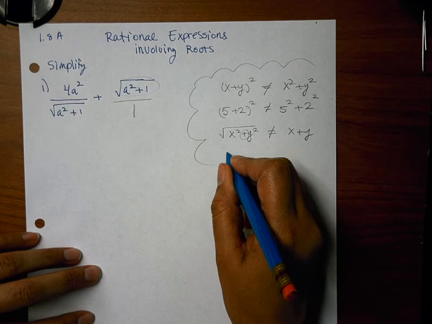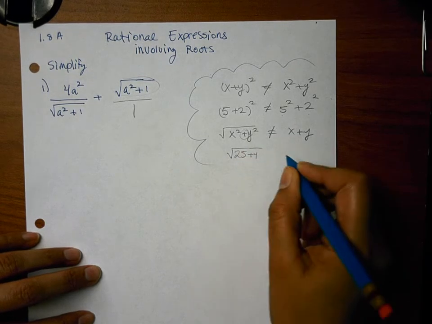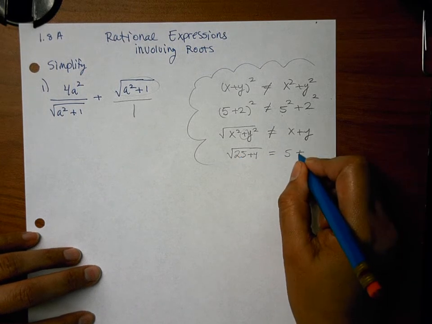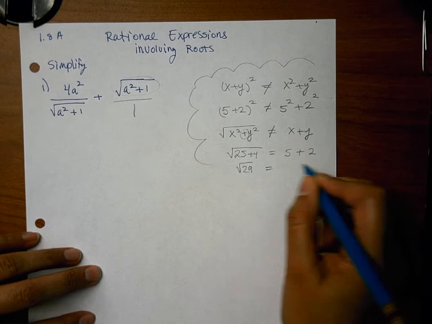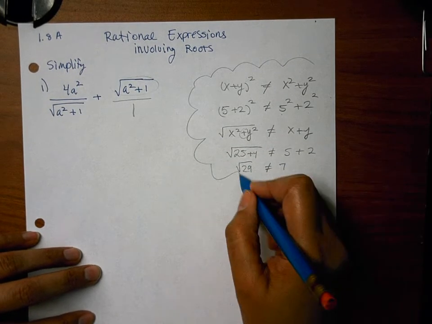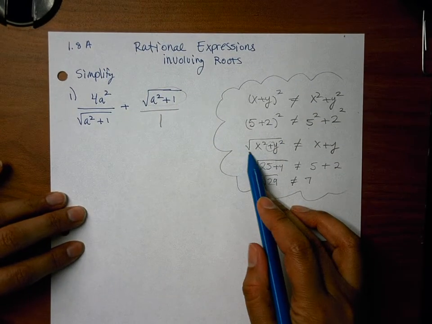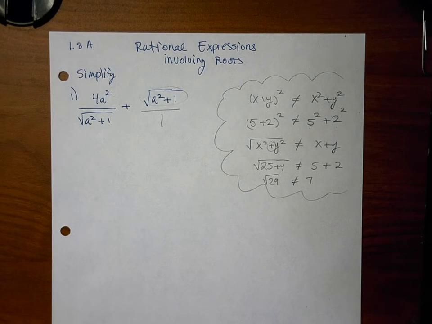Again, I'll give you an example. 25 plus 4 underneath the square root. Does it equal the square root of 25, which is 5, plus the square root of 4, which is 2? This is the square root of 29. Does that equal 7? It does not. So just a heads up, remember that you cannot distribute exponents or take the square root of individual pieces when it's a plus or minus inside.